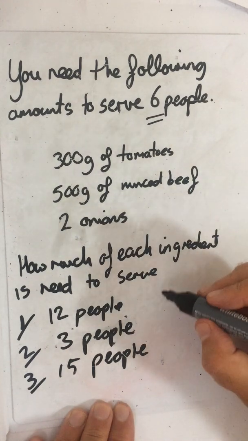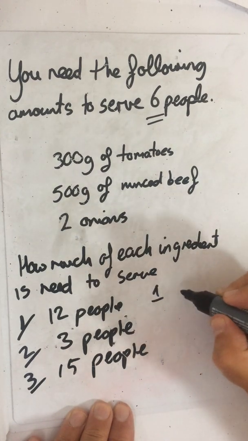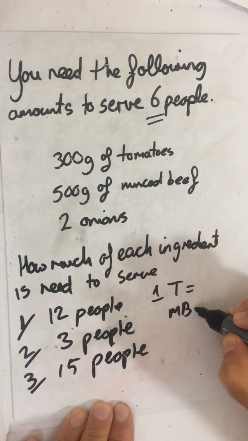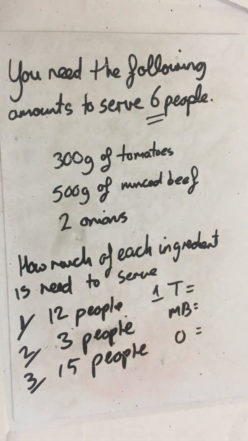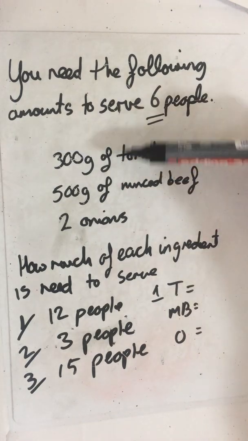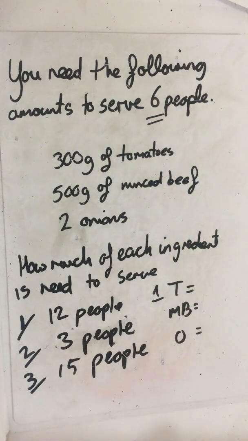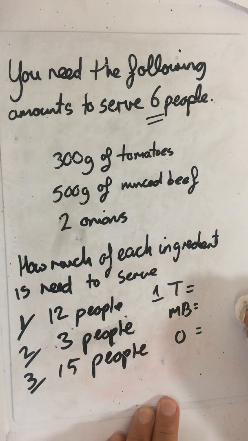So for question number 1, just put tomatoes equals, minced beef equals, onion equals. If you want to, and you might want to on some of the trickier ones, write out the proportions first. So have a go at those, please. 3 questions to find. You find the tomatoes, minced beef, and onions for each, please. Pause the video while you're doing that. Press play when you're done.